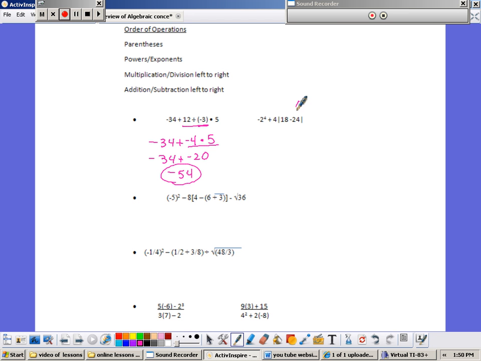Parentheses. Absolute value signs would be considered parentheses. Negative 2 to the 4th plus 4 times negative 6. Powers. 2 to the 4th is 16, with the negative in front is negative 16, plus 4 times negative 6. Multiplication or division. Multiply. Negative 16 plus negative 24. Add. Negative 40.